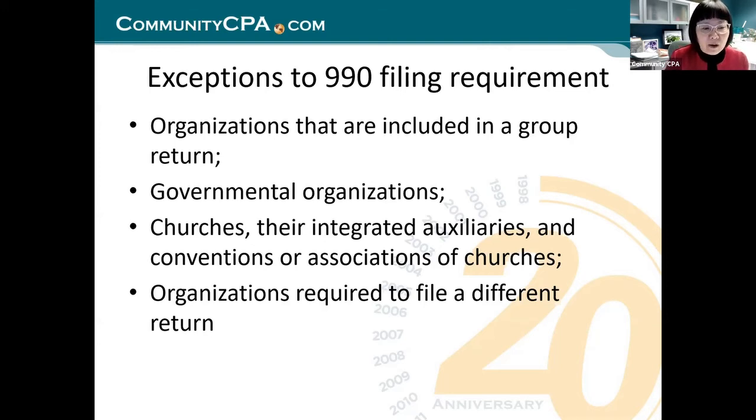Organizations required to file a different return. For example, if you are an exempt organization but you received your exemption halfway through the year, then you probably are going to file a different type of return. And if you lose your exemption status, it's not the end of the world, and you don't lose your name or whatever you are; you just file a different kind of tax return, that's all.